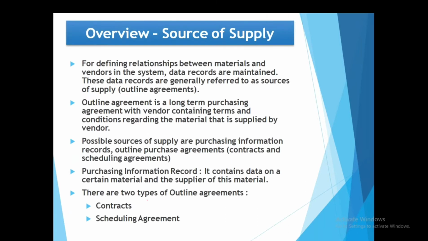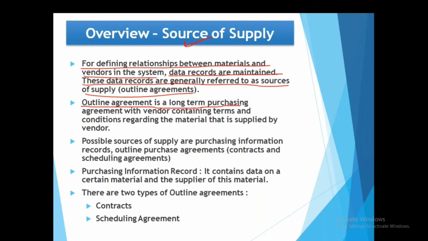So what is source of supply? For defining relationships between materials and vendors in the system, data records are to be maintained. These data records are generally referred to as source of supply. When you are creating a purchase order for a material and a supplier, a vendor, I want the data to come from particular sources, like price, delivery date. Those things have to come from a particular source. So those sources are called source of supply.